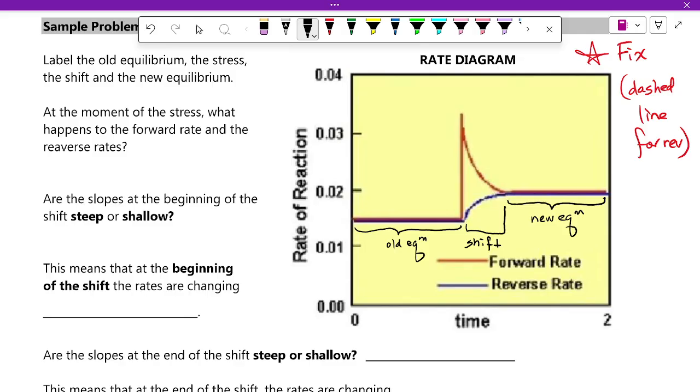So check with what I've got written up here to see if you've got your old, new, and shift correctly labeled. I mean, it doesn't have to look exactly like that. If you chose to circle the shift or something or highlight it, that would also be fine.